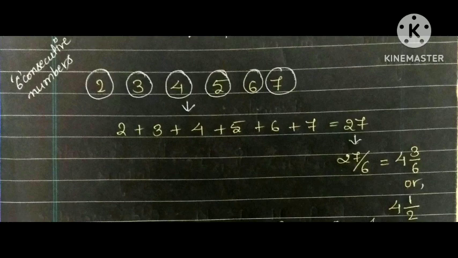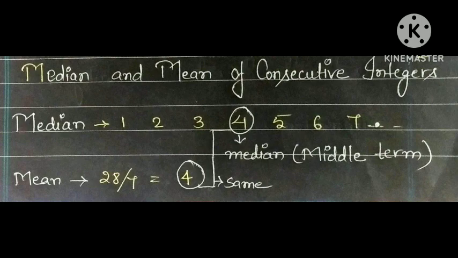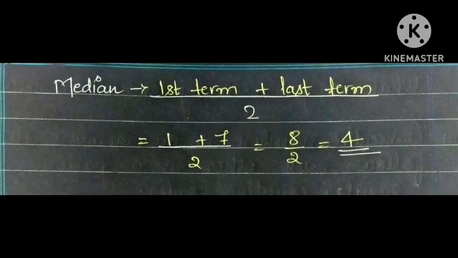Additionally, it has also been found that the median and mean are the same with consecutive numbers, and this will hold true in both cases, even or odd. Look over here: 1 plus 2 plus 3 plus 4 plus 5 plus 6 plus 7 by 7 is equal to 28 by 7, which is 4, which is the mean or the average. And the median here is 4. Or you could take the median out by the formula, first term plus last term by 2. The outcome will come out to be the same.